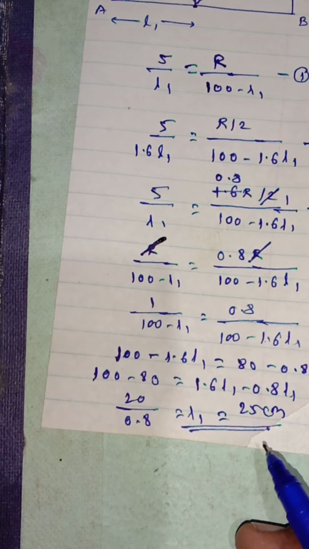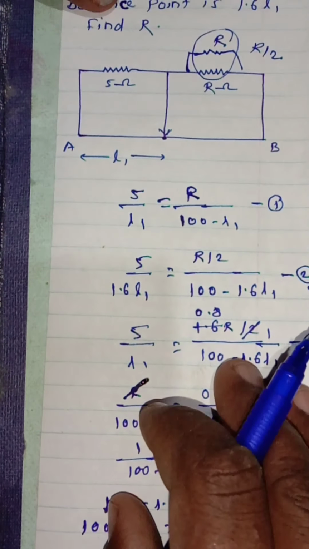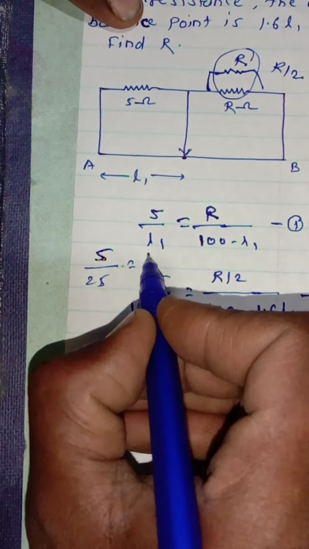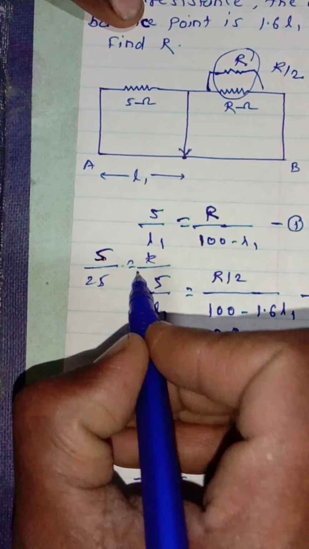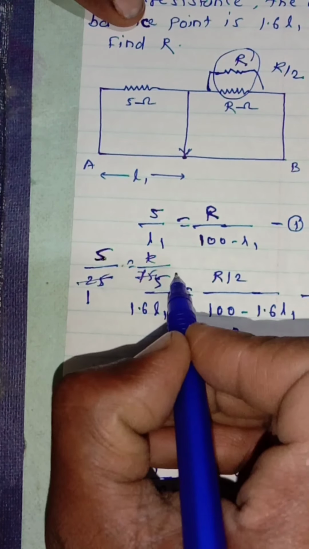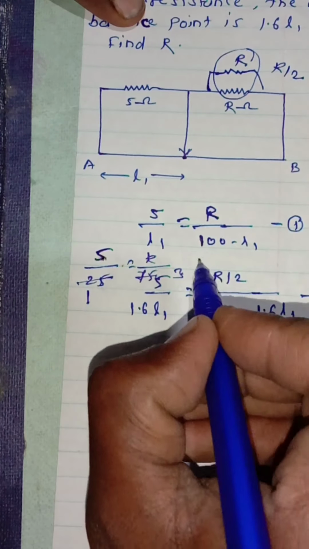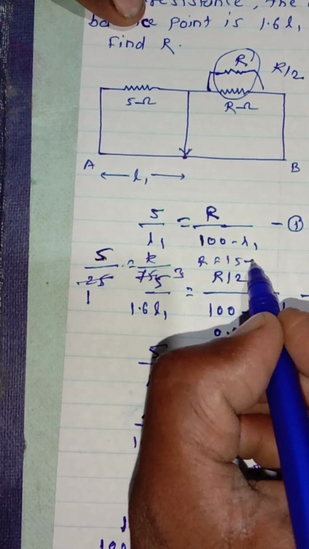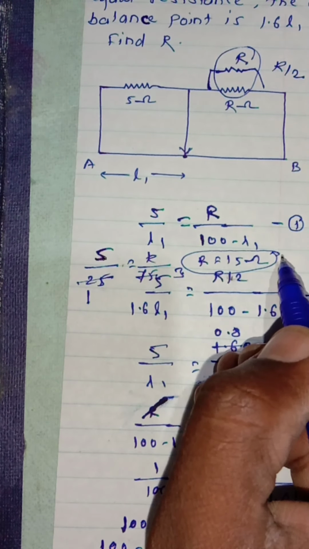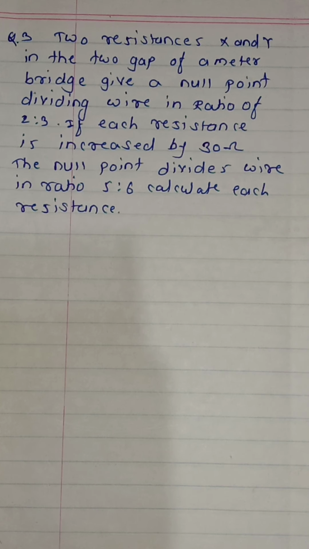Putting the value of 25 centimeter length in equation first, we can write 5 divided by 25 is equal to R divided by 100 minus 25, that is 75. 25 1 3 into 5, R is equal to 15 ohm, that is, the value of the R resistance is 15 ohm.